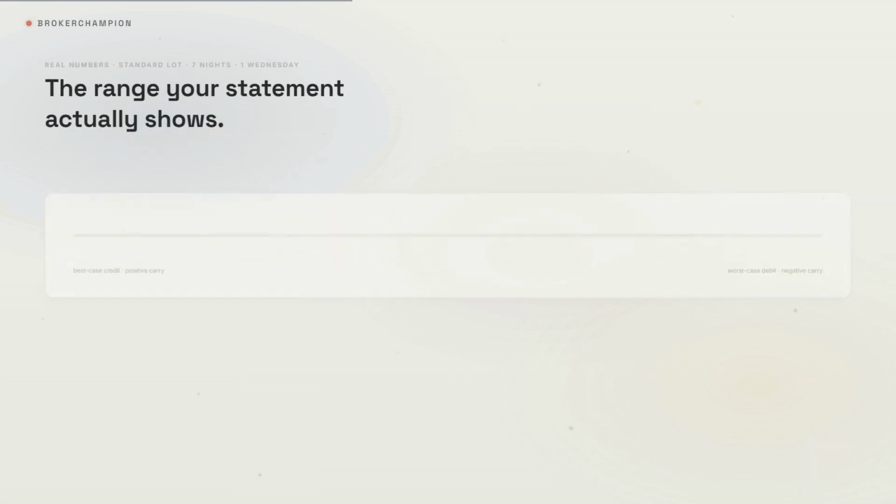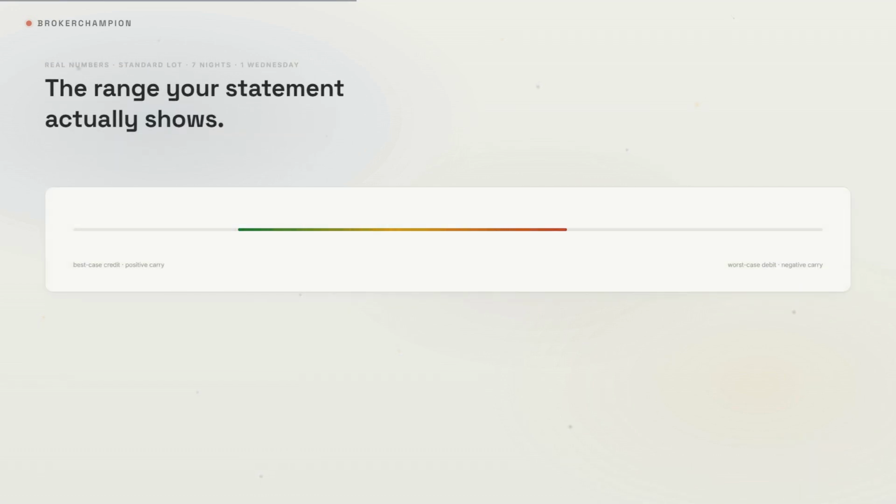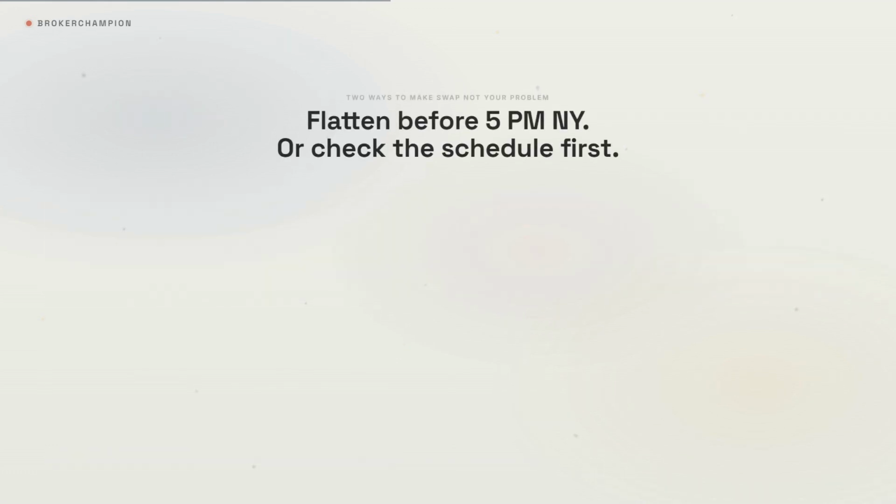Real numbers. A standard lot of Euro-US dollar held 7 nights through 1 Wednesday rollover swings between a $10 credit and a $35 debit, depending on direction and the rate regime. On exotic pairs, long Turkish lira, short Mexican peso, swap dominates every other cost on the trade. If you flatten before 5 p.m. New York every day, this fee doesn't exist for you. If you hold overnight, check the swap schedule before you click buy.